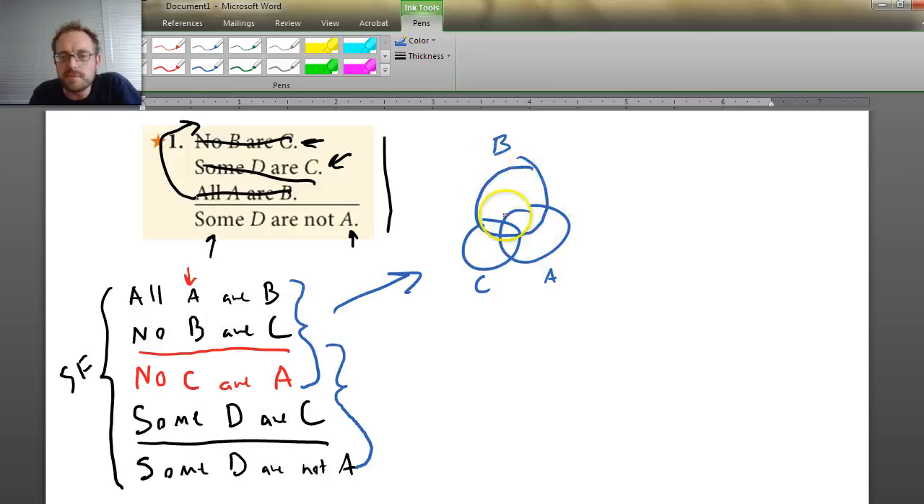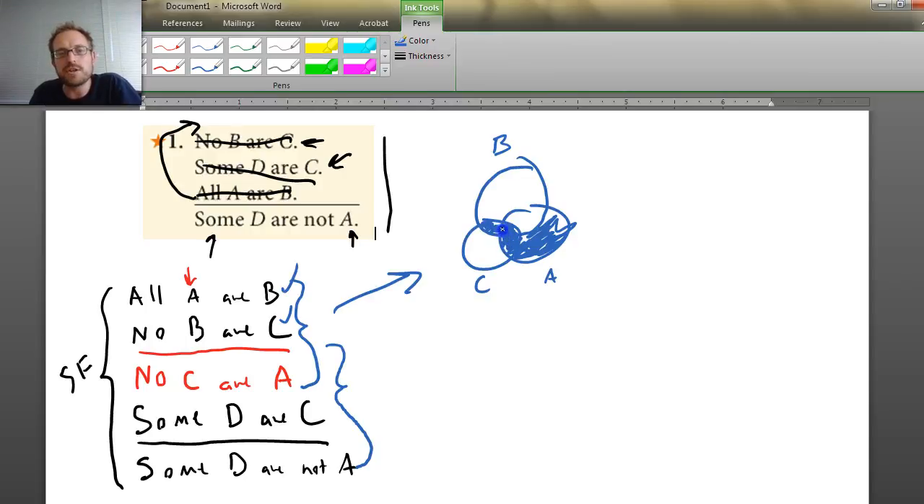If all of the A's are B's, then that means that this stuff gets filled in, these two circles here. I'll be quick and sort of loose about it. And so I've diagrammed that. And then I have to diagram this one, no B or C. If none of the B's are C's, then that means this thing has to get filled in the middle.